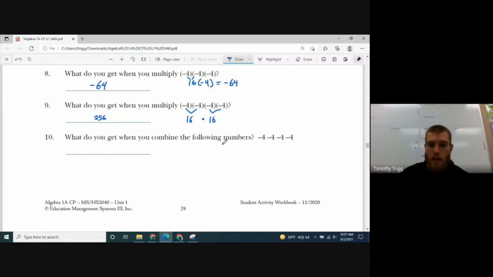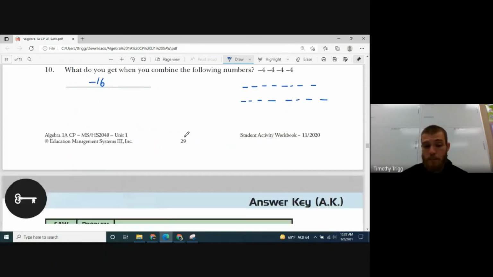What do you get when you combine the following numbers? So -4, -4, -4, -4, -4, -4, -4. So that's 1, 2, 3, 4 negatives. 1, 2, 3, 4 more. 1, 2, 3, 4 more. 1, 2, 3, 4 more. So that makes a total of 16 negatives. Okay. -16.